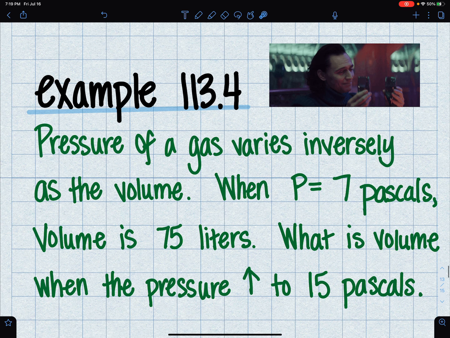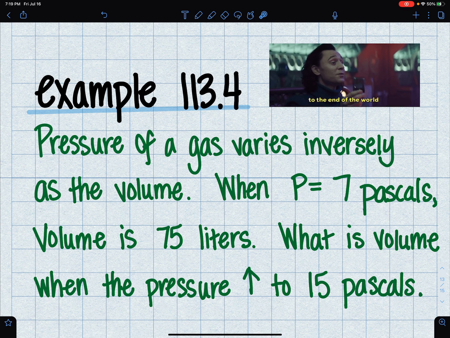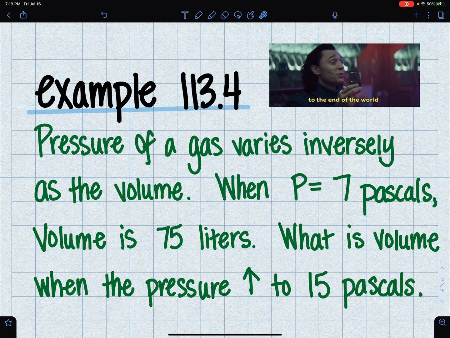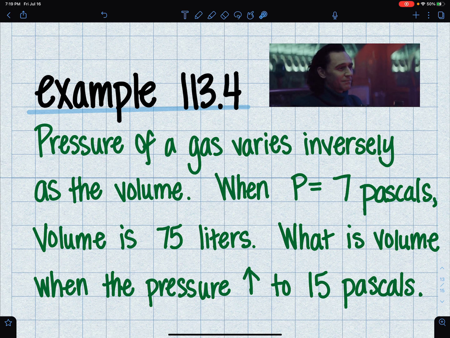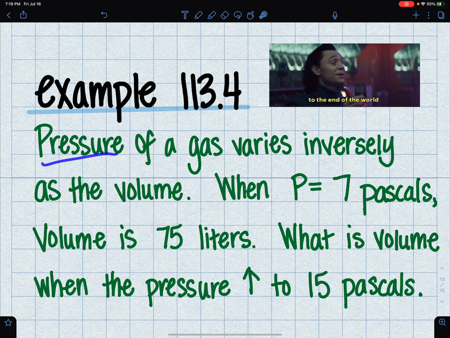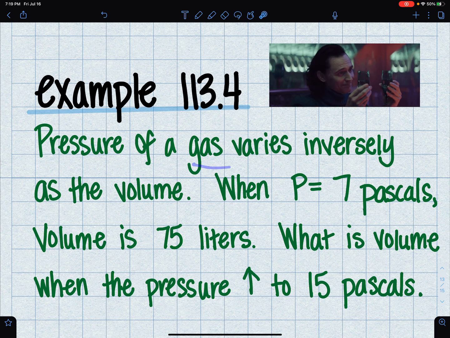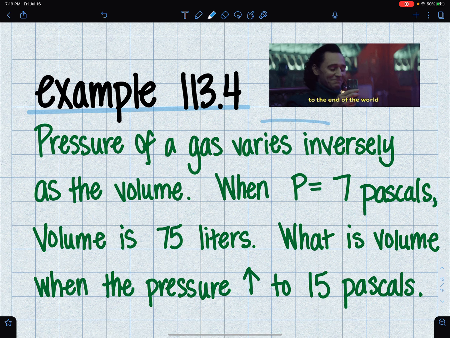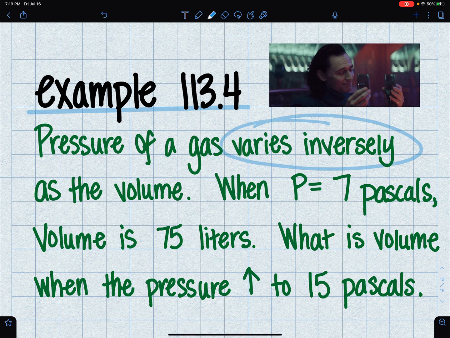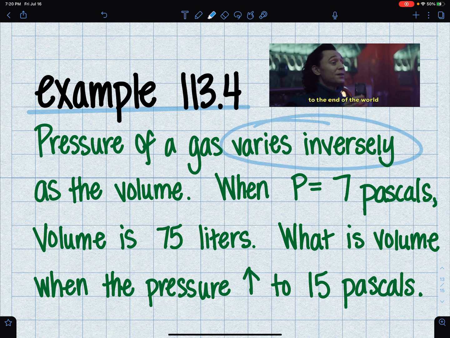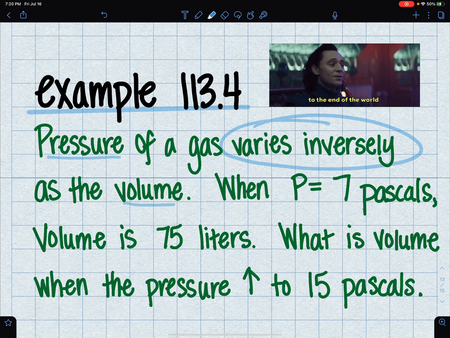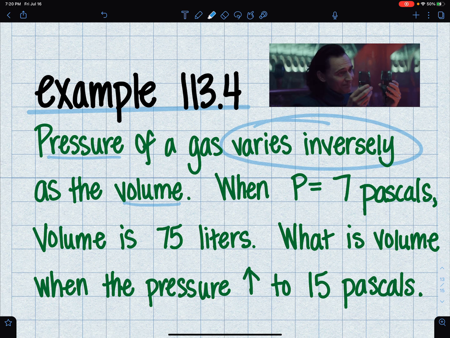Let's do an example. Example 113.4. I didn't write the whole word problem because it's long. Under certain conditions, the pressure of a perfect gas varies inversely as the volume. Here are the key words that you're looking for: varies inversely. So pressure and volume are two variables and it varies inversely.